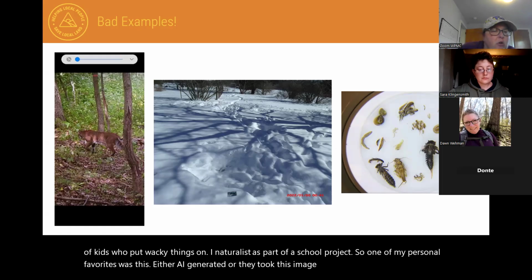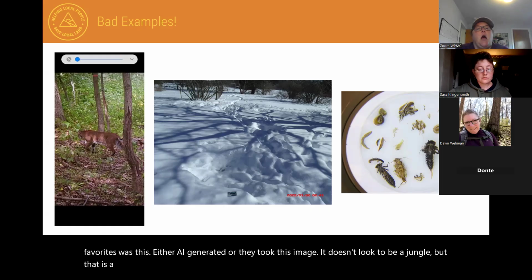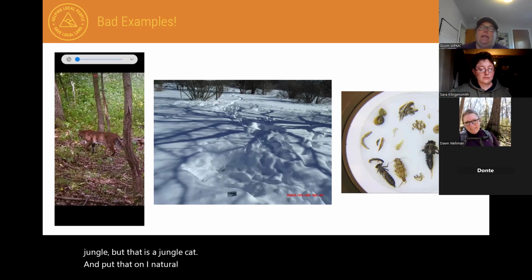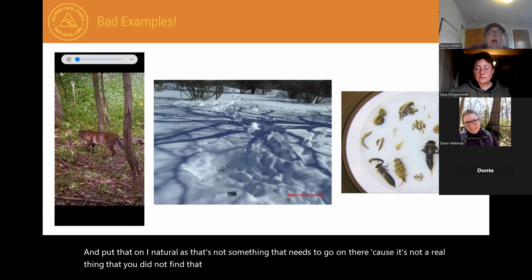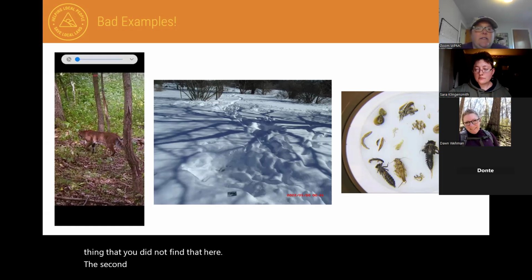It doesn't look to be a jungle, but that is a jungle cat. And put that on iNaturalist. That's not something that needs to go on there because it's not a real thing that you found here. The second photo is a well-meaning person wanting to know what the tracks in the snow were.